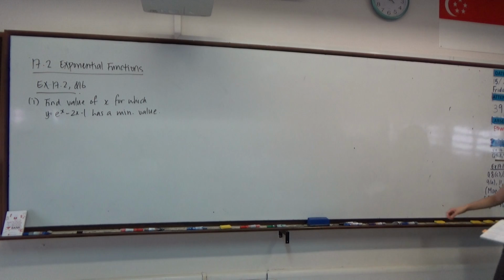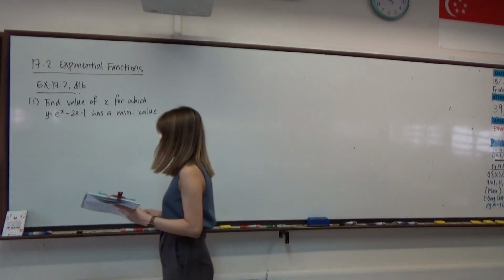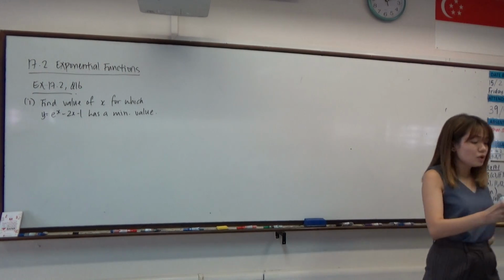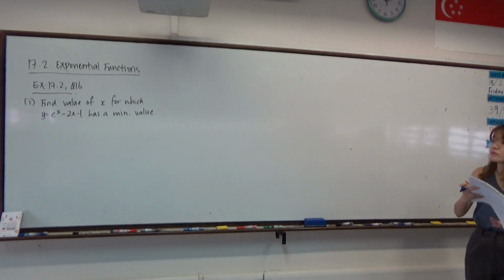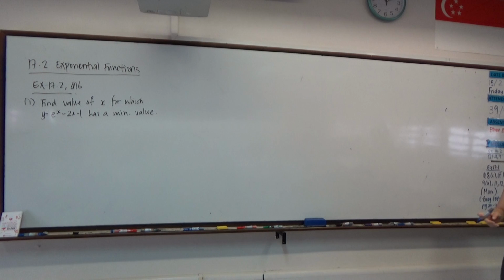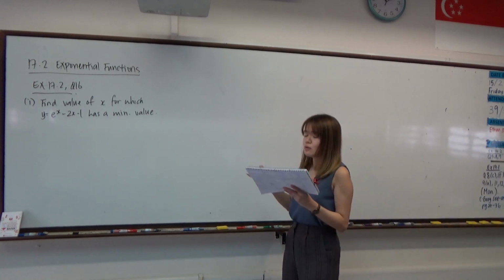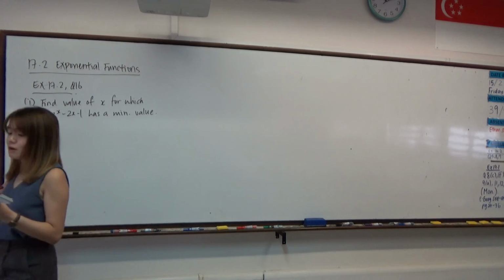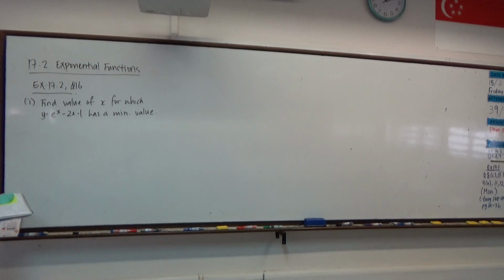Okay, let's get back to this question. Could we start? Alright, we are given this equation y equals e to the power of x minus 2x minus 1, and we want to find the value of x such that we will get a minimum for the value of y. So how should we go about doing it first? What should we do first?